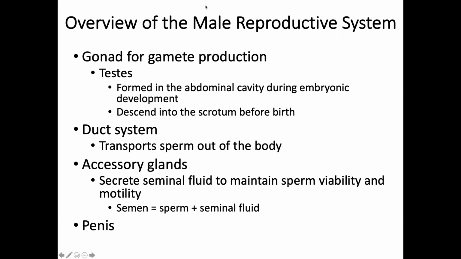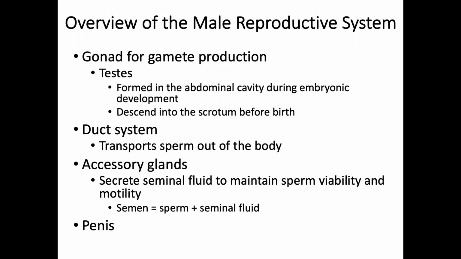Okay, so this is an overview of the male reproductive system. We learned that the male gamete is sperm, and the organs where gametes are produced are called gonads. Testes are male gonads that produce sperm and sex hormones such as androgens. Testes are formed in the abdominal cavity during embryonic development and descend into the scrotum before birth. Undescended testes can result in infertility because spermatogenesis requires a temperature lower than body temperature.